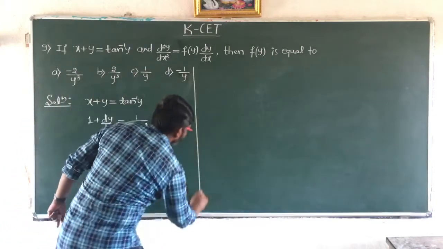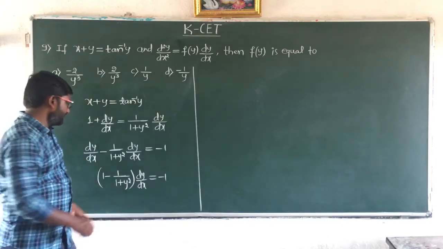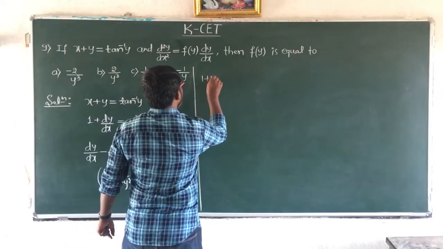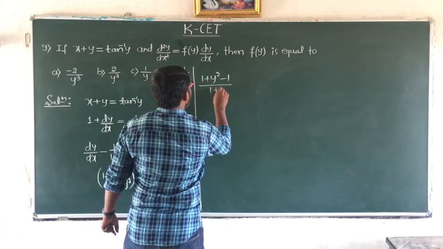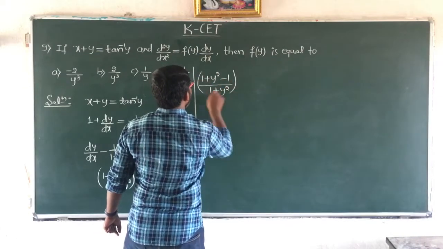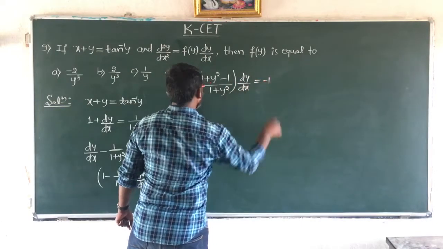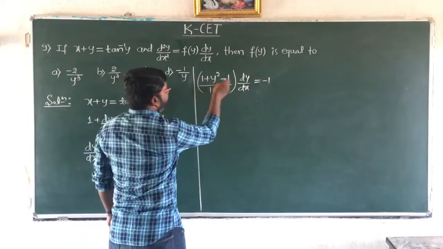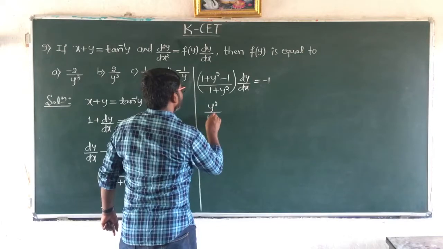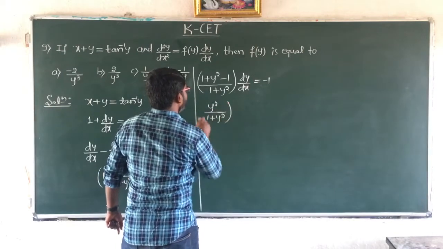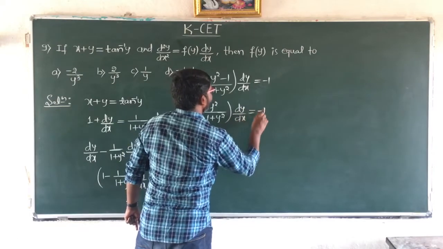So now here take up the LCM. 1 plus y square will be multiplied with 1. So now 1 plus y square minus 1 divided by 1 plus y square into dy by dx which is equal to minus 1. So now plus 1 minus 1 get cancelled. Now we get y square divided by 1 plus y square into dy by dx which is equal to minus 1.